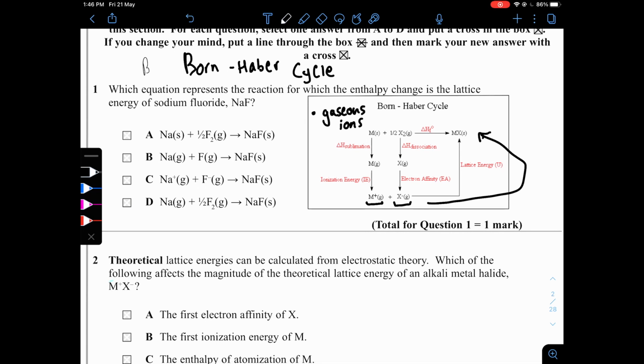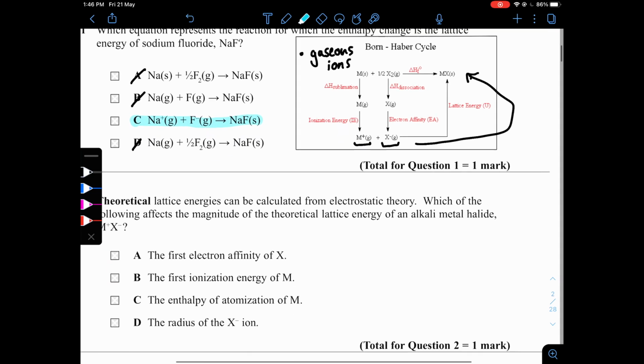So in the answer, we need to have gaseous ions, right? You can see that A does not have gaseous ions, neither does B, neither does D. The only answer that has gaseous ions, Na+ gas plus F- gas, goes to NaF solid. And you can see over here, lattice energy goes from M+ gas plus X- gas to MX solid, which in this case is the same thing. So we can conclude that C is the right answer. So moving on.